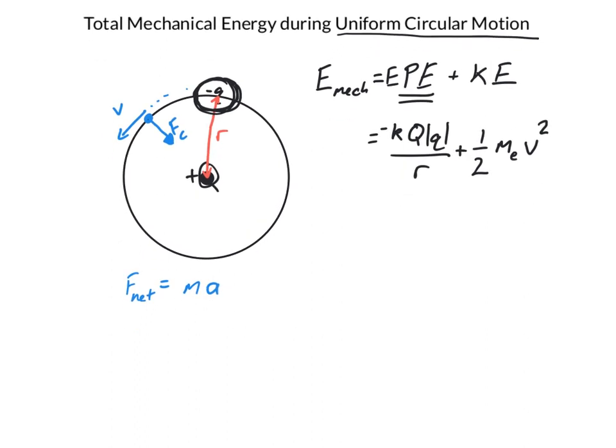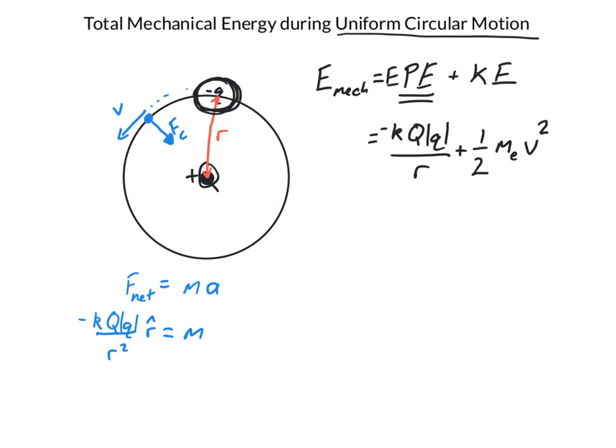The net force is going to be K Q1 Q2. Remember that second charge is negative. Divided by distance between them squared in the R direction. Note that this is a negative R direction, inwards, which matches our picture. This is an inwards force situation.